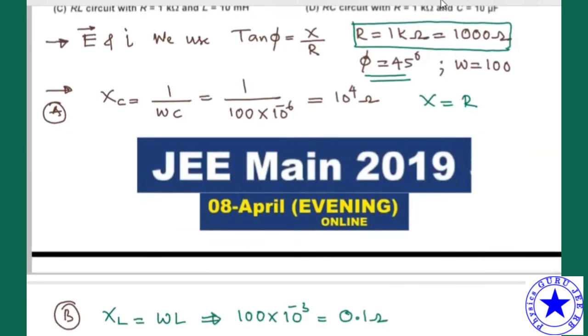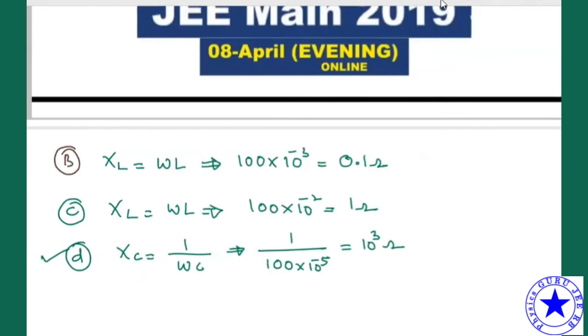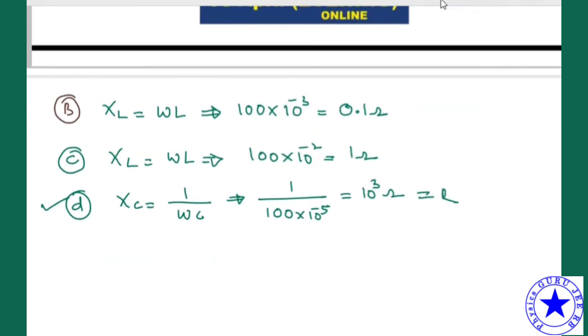So the first option I checked, XC, I'm getting 10 to the power of 4 ohms. It is not correct. Next, the second option, XL, which is 0.1 ohms. It is not correct. The third option, 1 ohm I'm getting. And the last option D, 10 to the power of 3 ohms. So this is matching with the resistance. So this will be the appropriate answer.